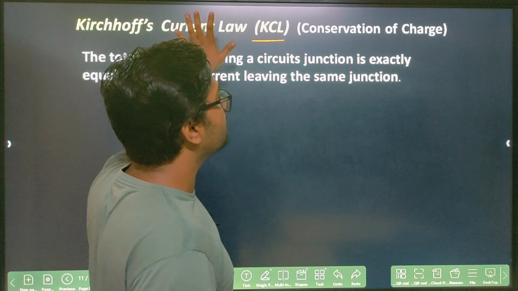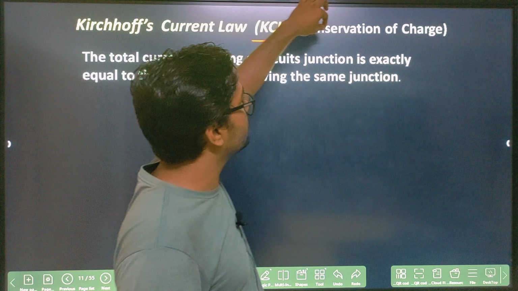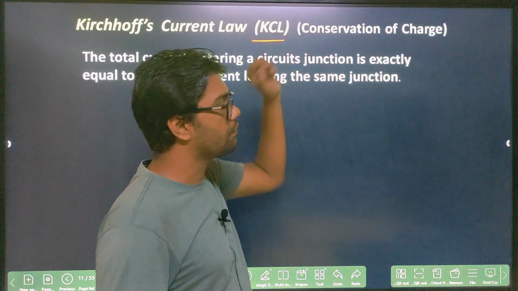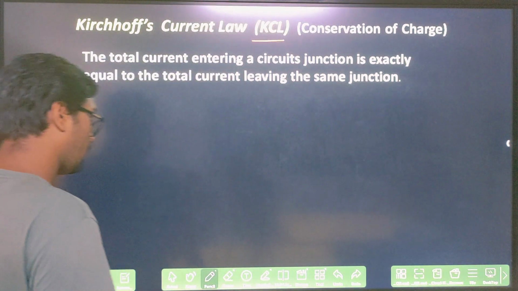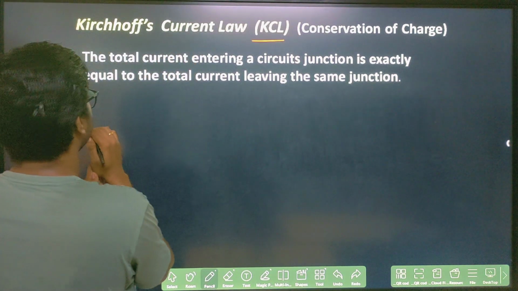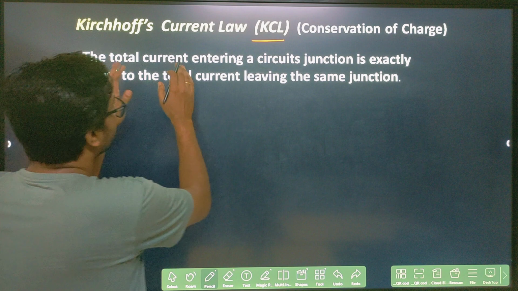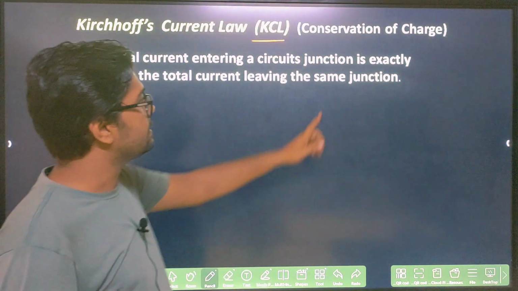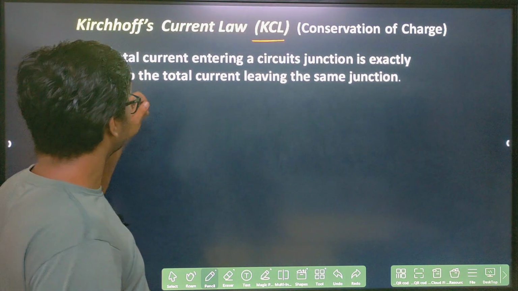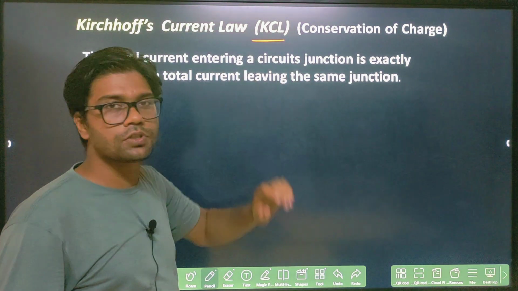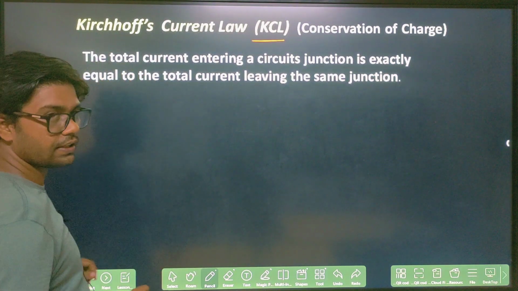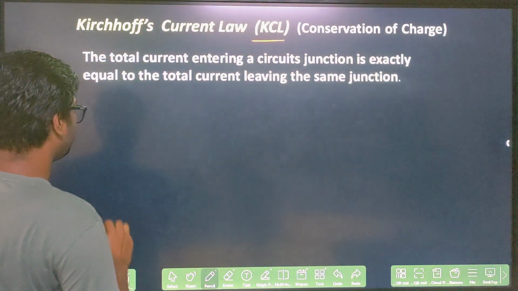This law is basically derived from the conservation of charge, right? What this law is actually saying here: the total current entering a circuit junction is exactly equal to the total current leaving the same junction. I know you couldn't understand anything yet, so I will draw something, then it will be easy for you to understand.